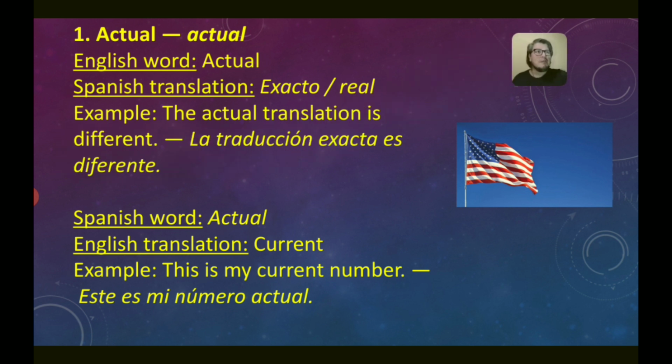The first one, I'm going to move my camera there. Actual, which many people think means actual in Spanish, right? But that's not true. Actual means real, exact. And the Spanish word for actual is current. This is my current number. That's the number that I'm using now. And the other one is real. The real translation, the exact translation is different. Crystal clear? Perfect. Let's go to number 2.